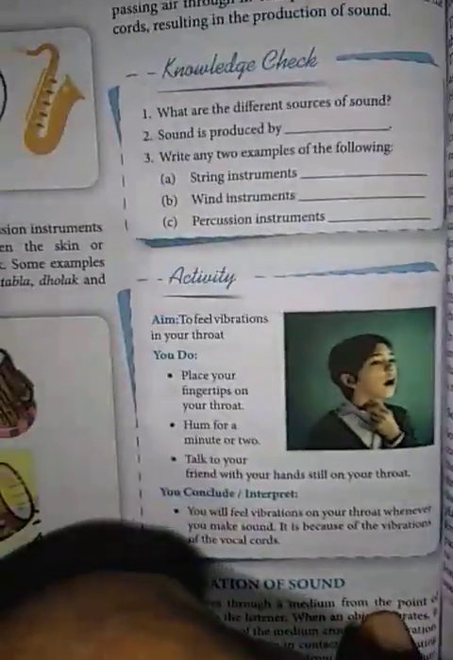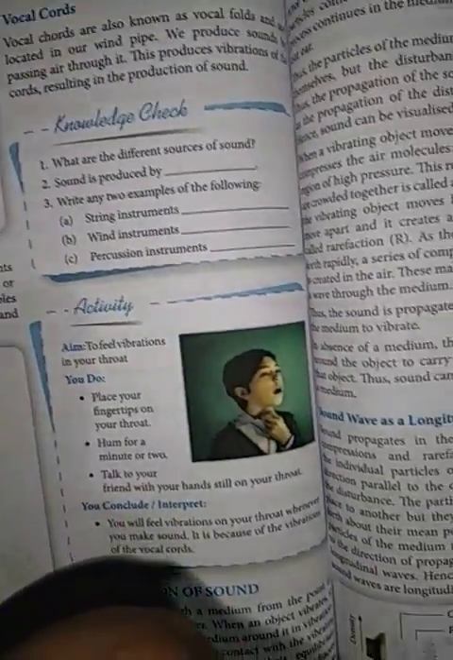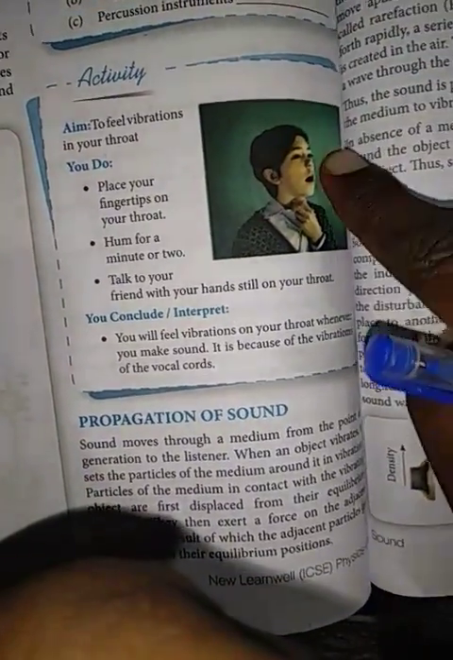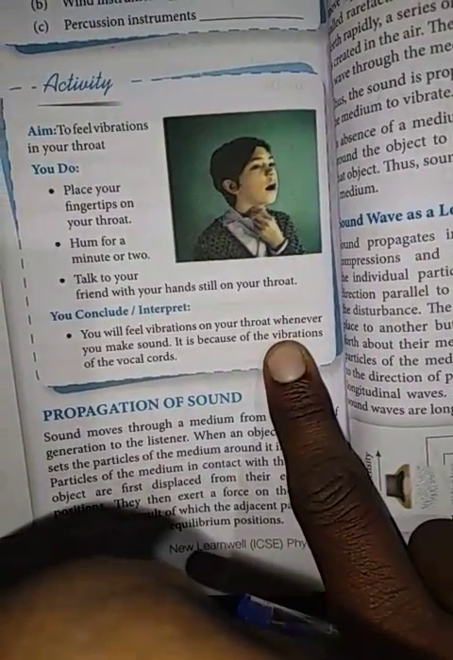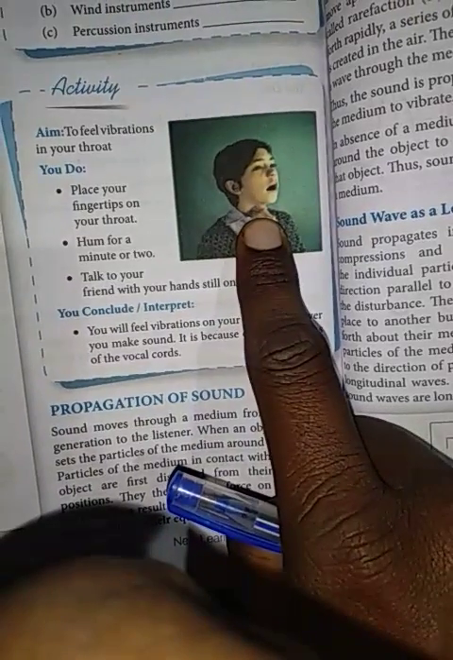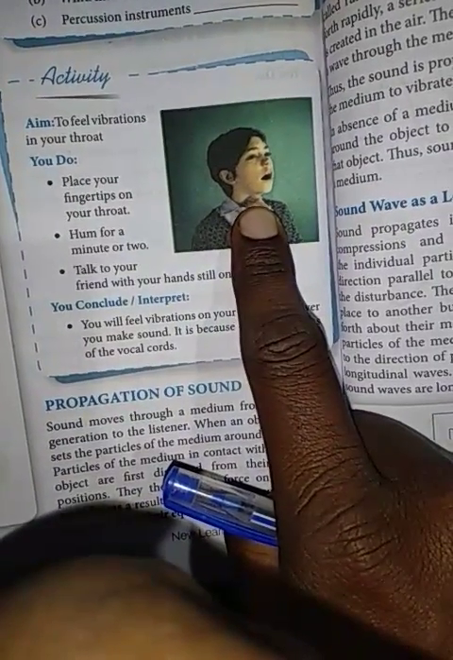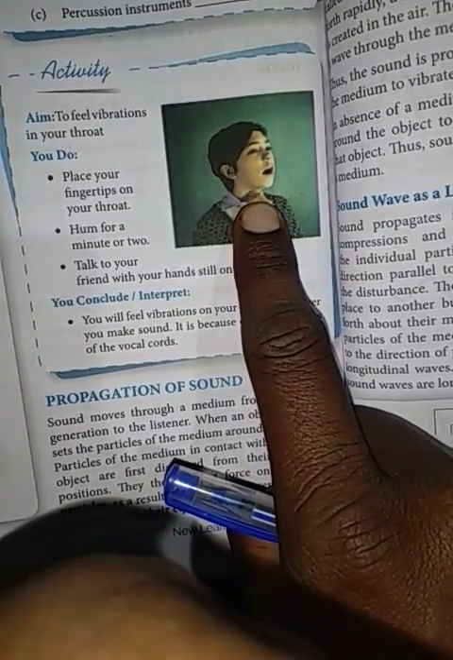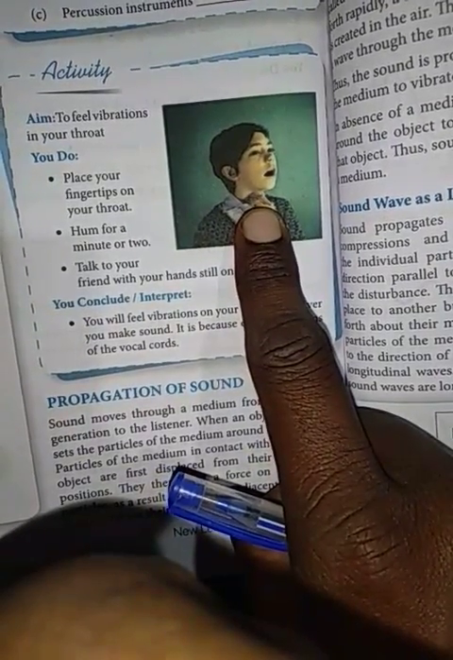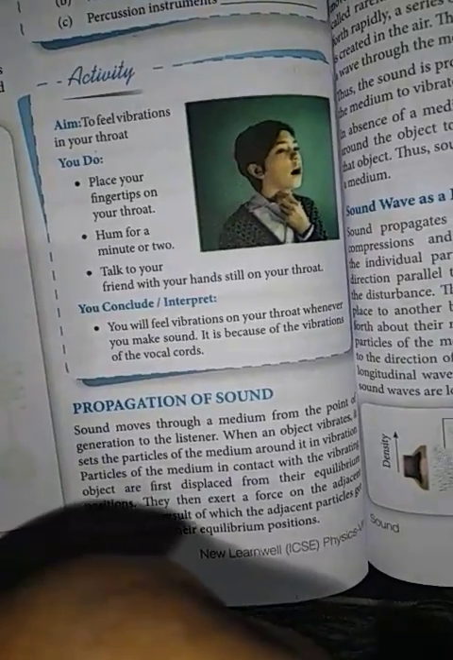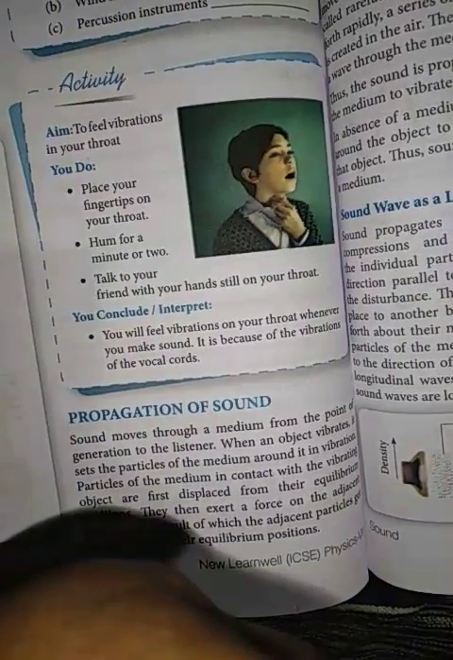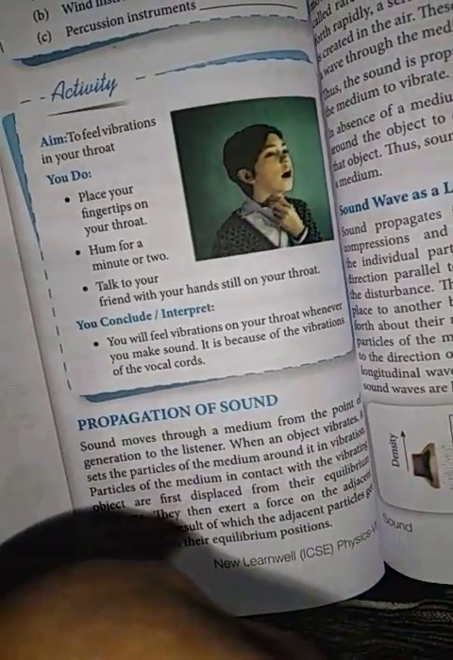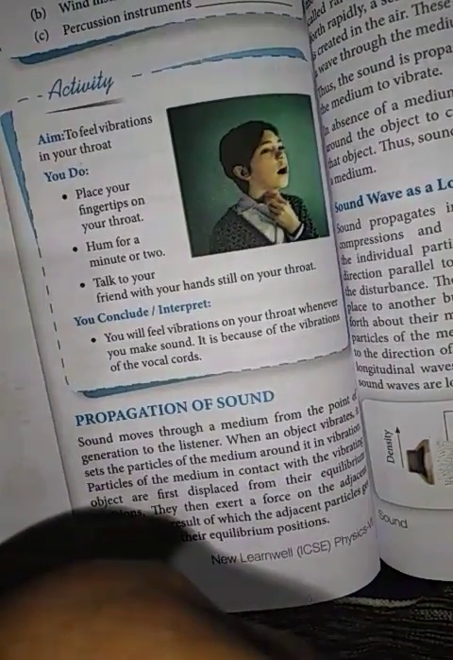The next source which produces sound is the vocal cord. Vocal cords are also known as vocal folds and are located in our windpipe. This is the position which shows the vocal cord of a human being. We produce sound by passing air through it. When air passes through it, the cords vibrate, as a result of which sound is produced.